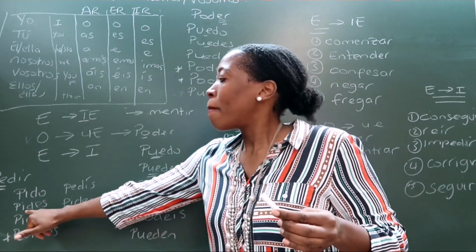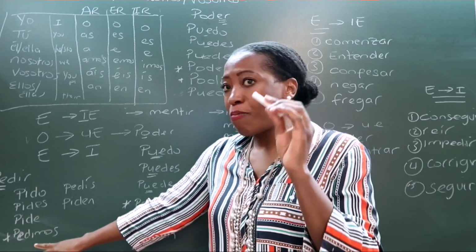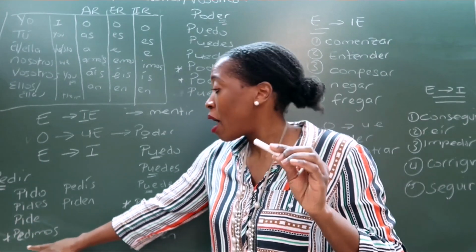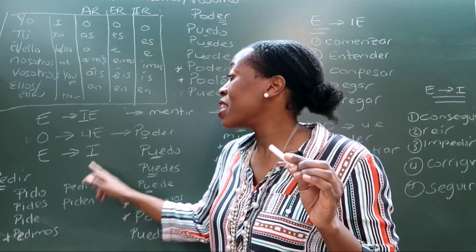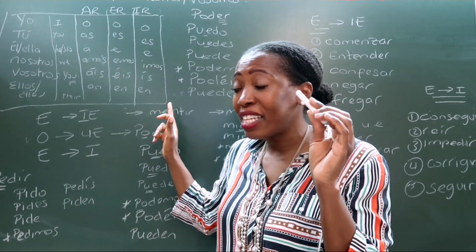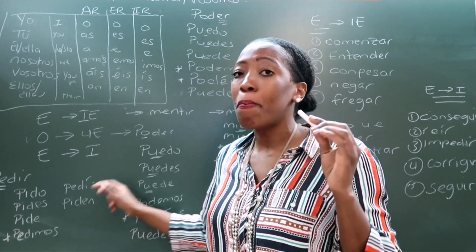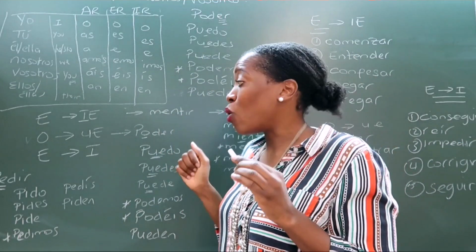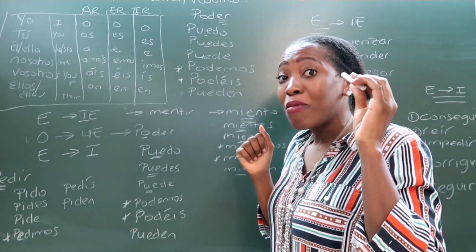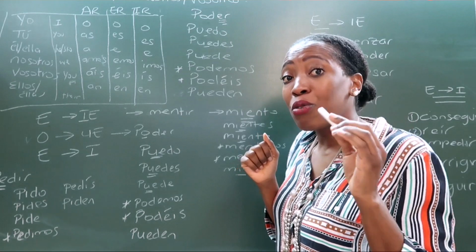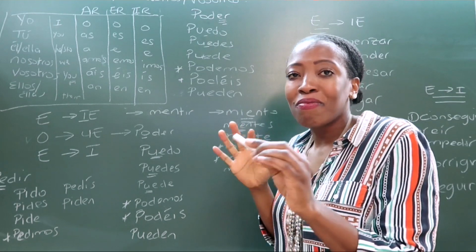So pido, pides, pide. Remember, the nosotros form stays the same. Pedimos, pedís also stay the same. We don't change it to an I. And piden. Okay? So excepting the first person plural and the second person plural, nosotros and vosotros, all the others will change.